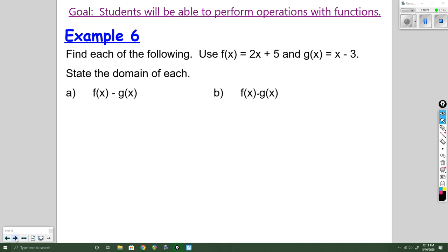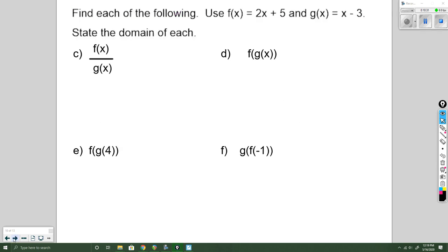All right, in the next example, we're still creating these new functions, but some of these are going to be compositions. So in part C, we're dividing, so f of x divided by g of x. And in this case, there's no common factors to cancel out, so this is it. There's our new function. But the domain is going to be different. It's not going to be all real numbers this time. All right, there's a value of x that makes this function undefined.